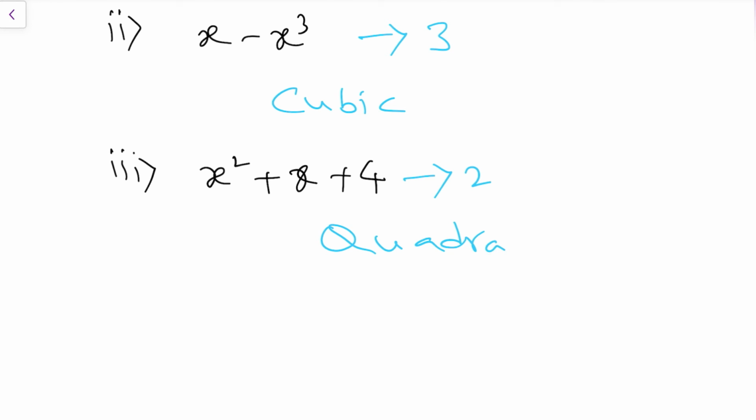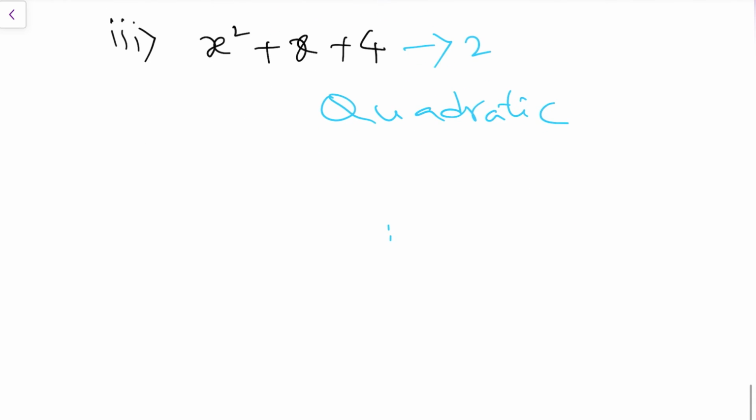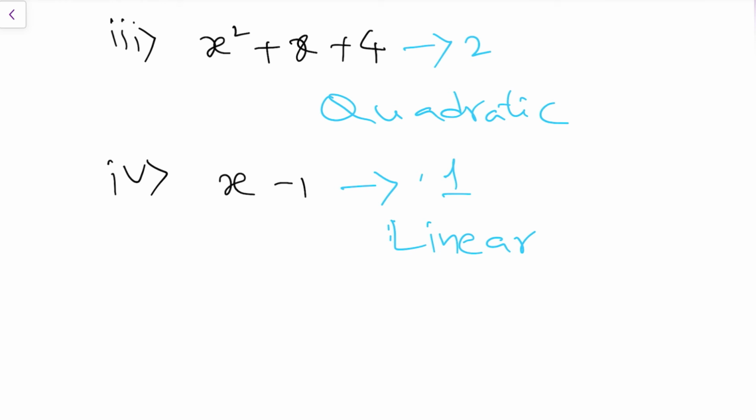If anyone still has doubts regarding how to write the degree of a polynomial, please watch the introduction video. The link is in the description. In that I explain clearly with more examples. Next, question number 4. x minus 1. Here the degree of this polynomial is 1. So this is called a linear polynomial.